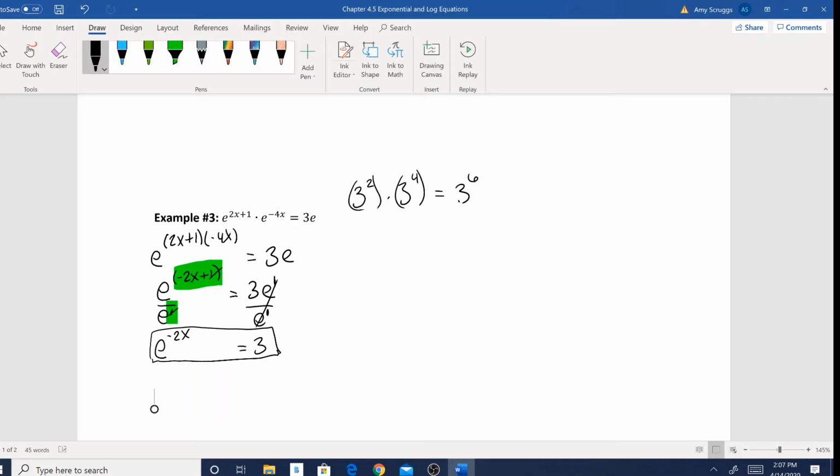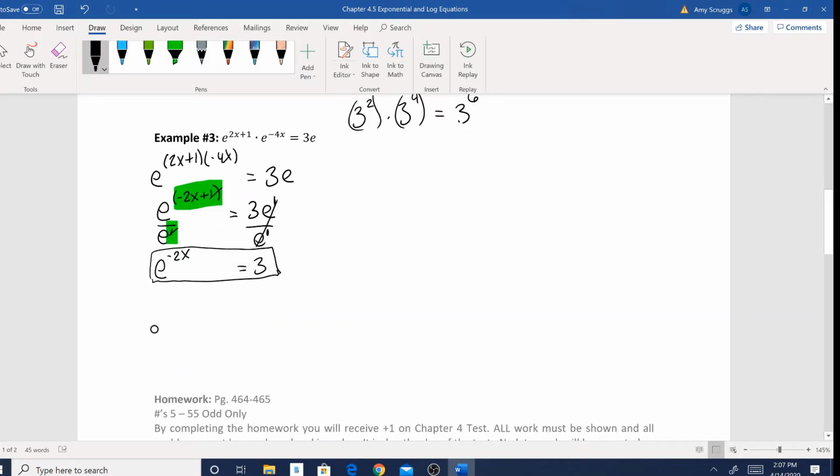I'm just boxing it off to keep it organized and show you where we're at. Although it has an e, it looks very much like our first problem, so we just need to rewrite this as a logarithm. If I rewrote this as a logarithm, we would have log base e of 3 is equal to negative 2x. And hopefully something's dinging in your head: log base e is actually the same thing as the natural log. So the natural log of 3 is equal to negative 2x.